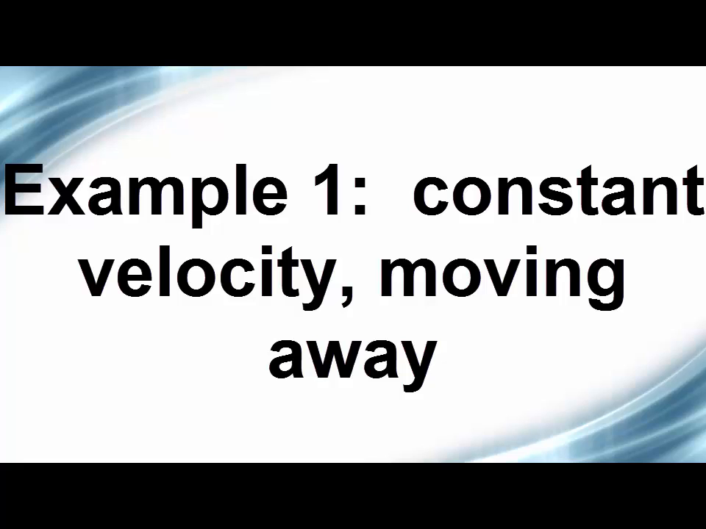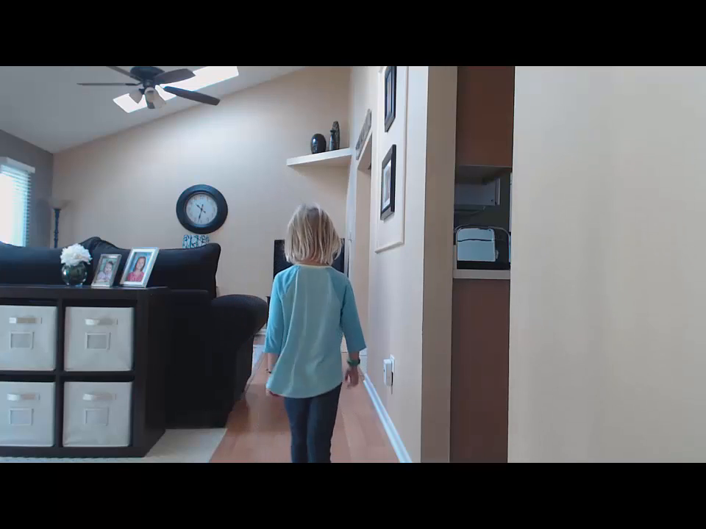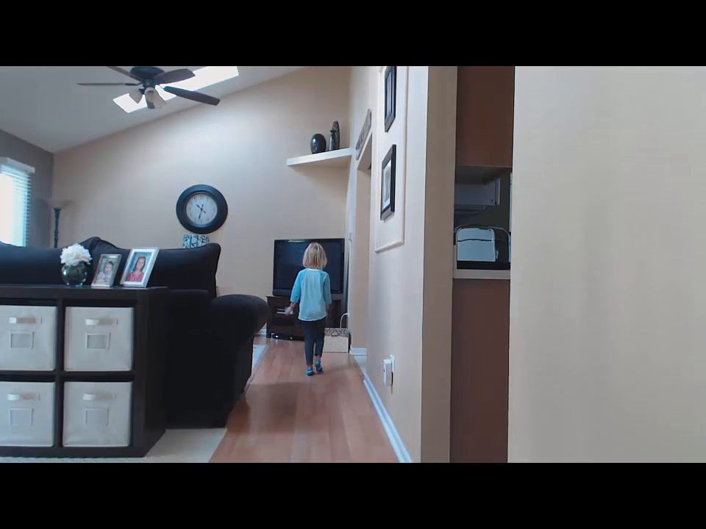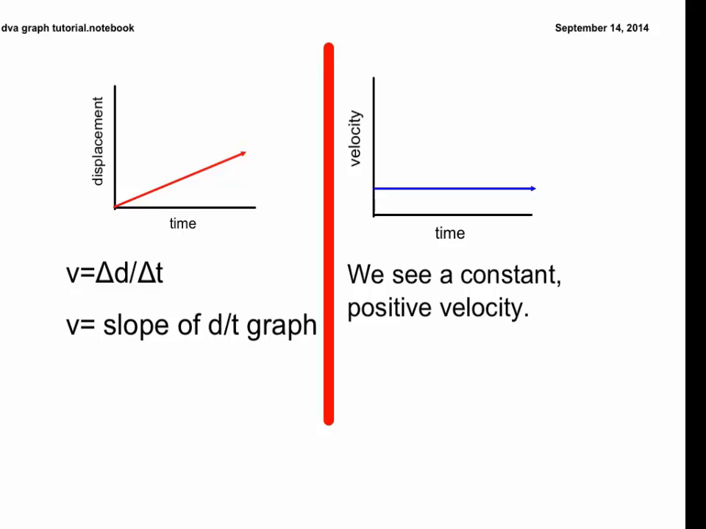The first example we're going to look at is a constant velocity moving away. For this example, take a look at a quick video of my daughter walking away from the camera. What you'll notice is that she's displacing herself away from her position at a constant rate. Let's take a look at this displacement time graph and think about velocity. So again, as time goes on, we are moving away from a position. Remember, earlier on, just last week, we talked about how velocity can be found by taking change in displacement over change in time. Or in other words, the slope of a displacement time graph.